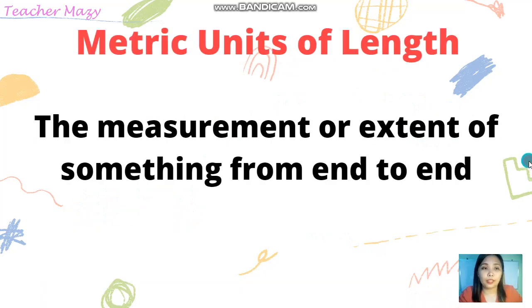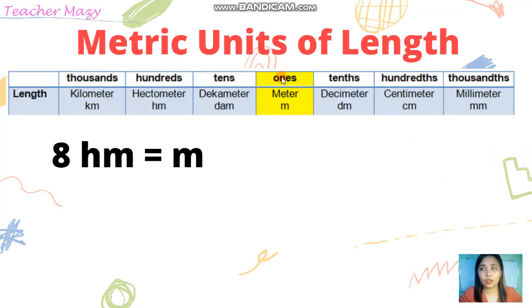So let's begin with the metric units of length. So length is the measurement or extent of something from end to end. Ayan. So kung gaano kahaba yung isang bagay. So ang base unit ng length is the meter. So as you can see, yung prefixes natin kanina, dinagdagan lang siya ng word na meter. So for length, we have the kilometer, hectometer, decameter, decimeter, centimeter, and millimeter.